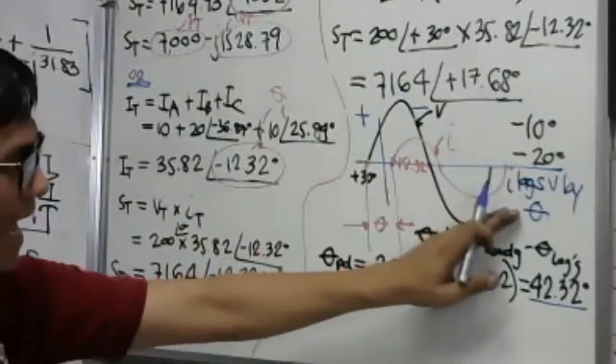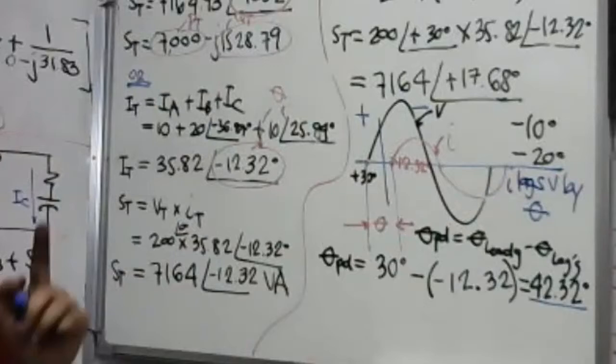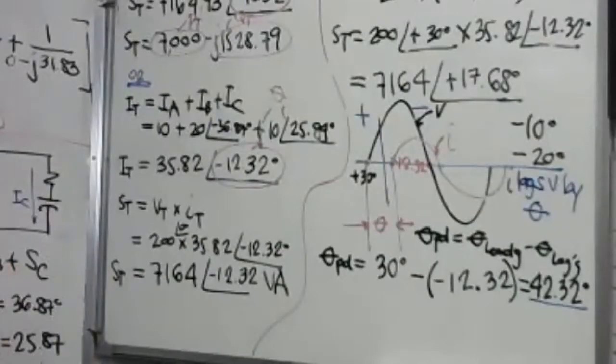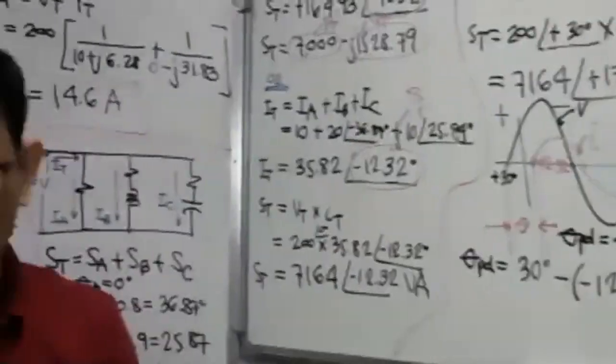So, therefore, I lags V by theta. Therefore, lagging current. If that is lagging current, lagging power factor. If that is leading current, that is leading power factor. Always remember that.